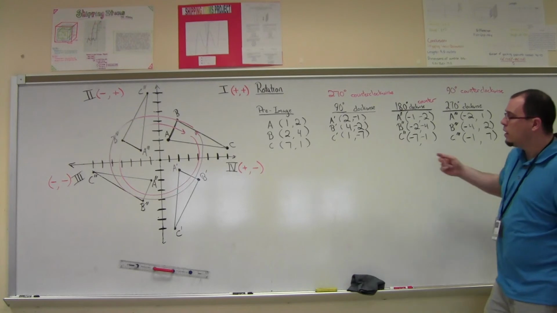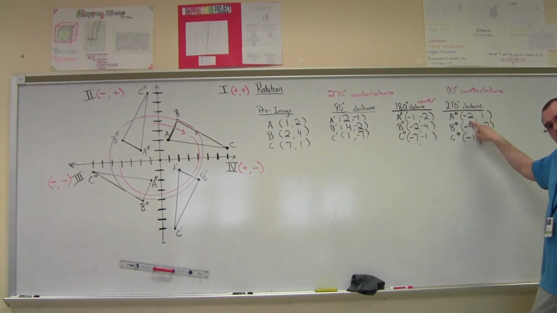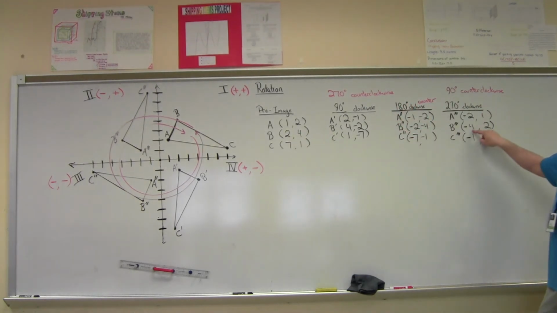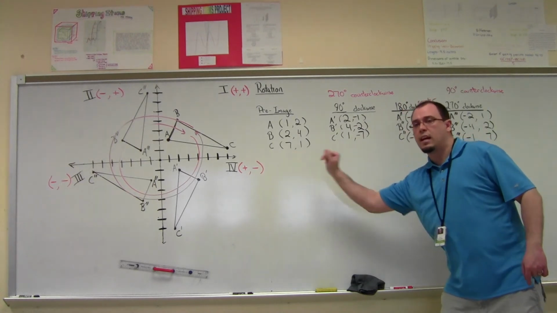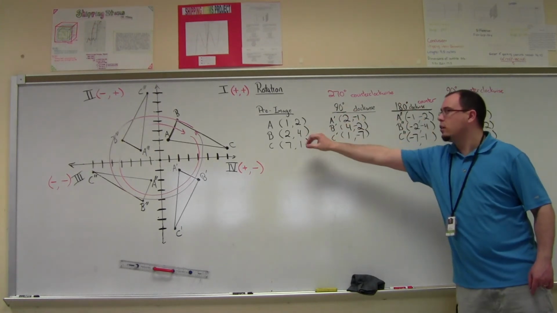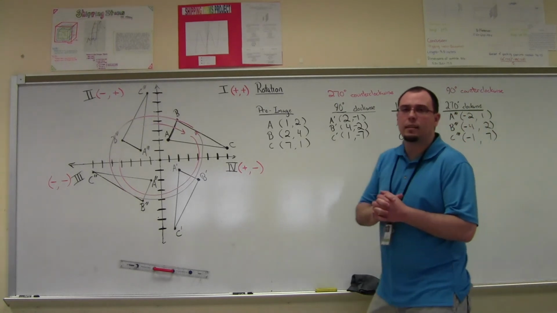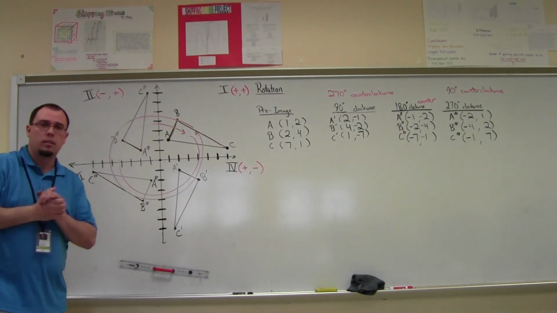So you'll notice we'd flip this, we'd get 2, 1, change the x value, it's now negative 2, 1. Flip this, get 4, 2, change the x value, it's now negative 4, 2. Flip this, get 1, 7, change the x value, it's now negative 1, 7. And it'll work the same way whether you're working this way counterclockwise or you're working this way clockwise. So that's the idea behind rotation. That's all there is to it.